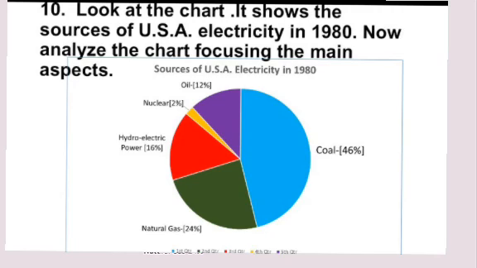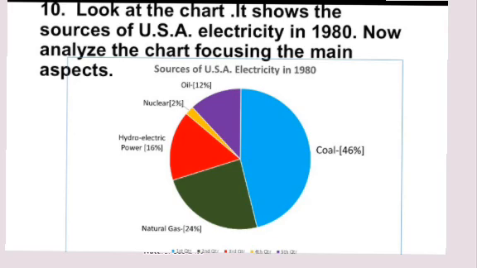The first line is talking about the topic of the chart and the time from when they have collected this data. Now analyze the chart focusing on the main aspects. What are the aspects that we have here? We have the names of the sources and their contributions as well. So we have to focus on and highlight this information in our writing.